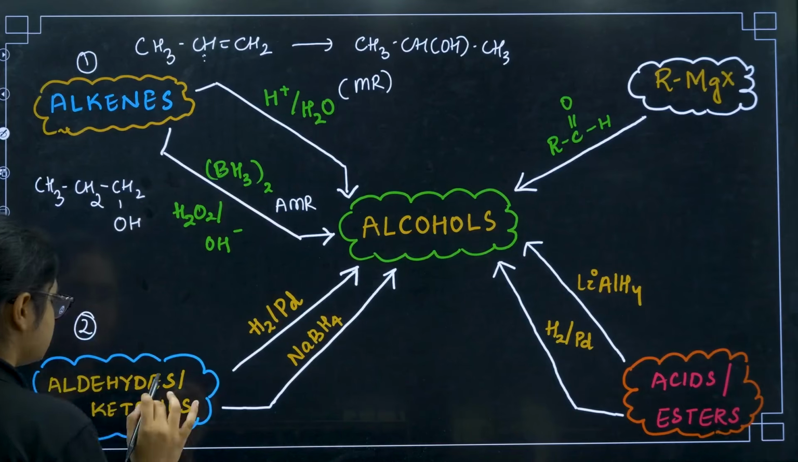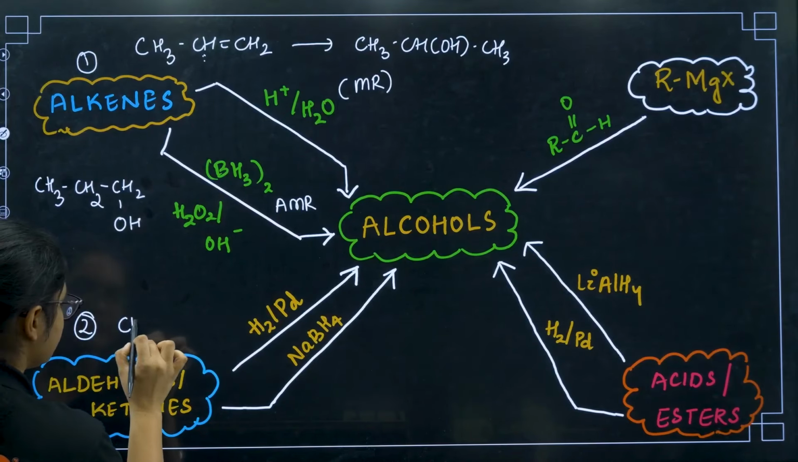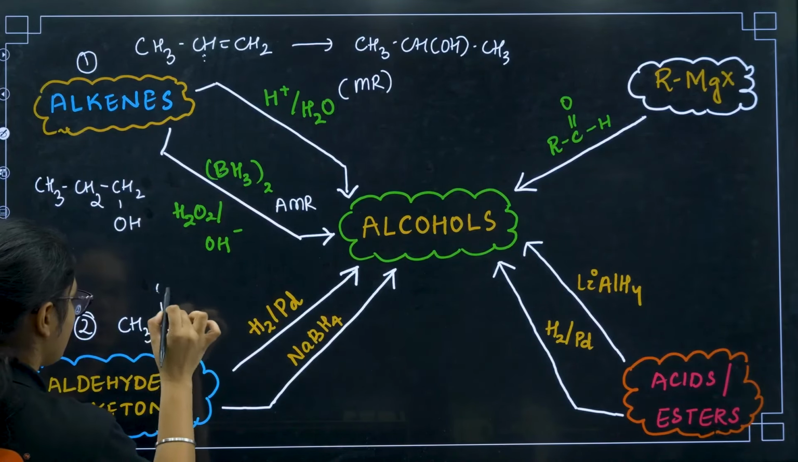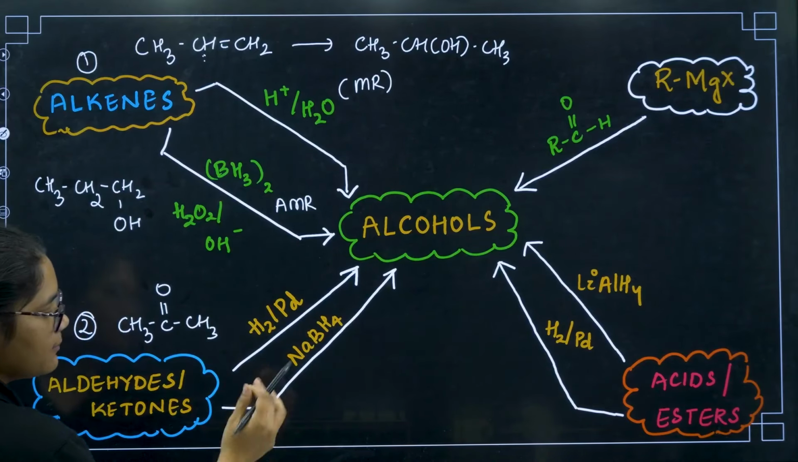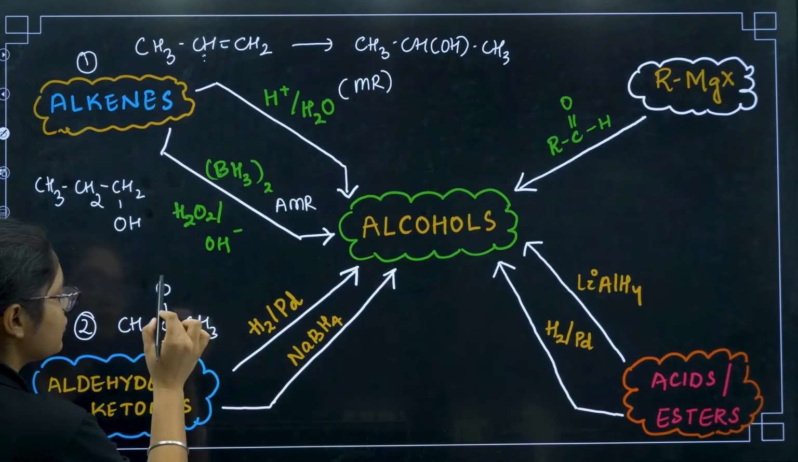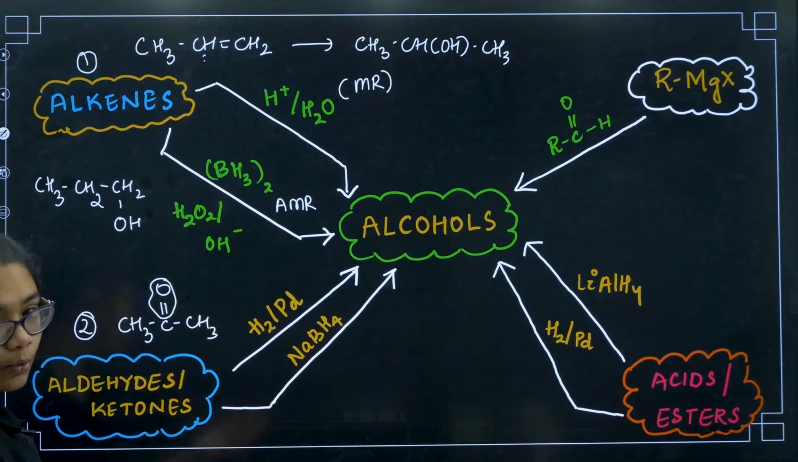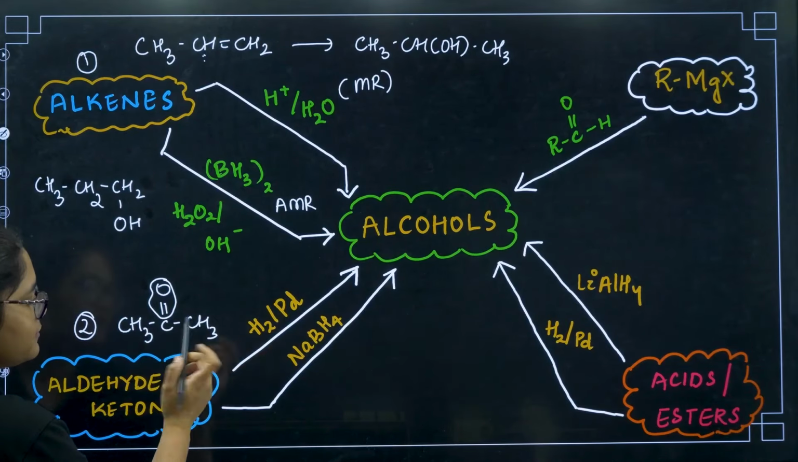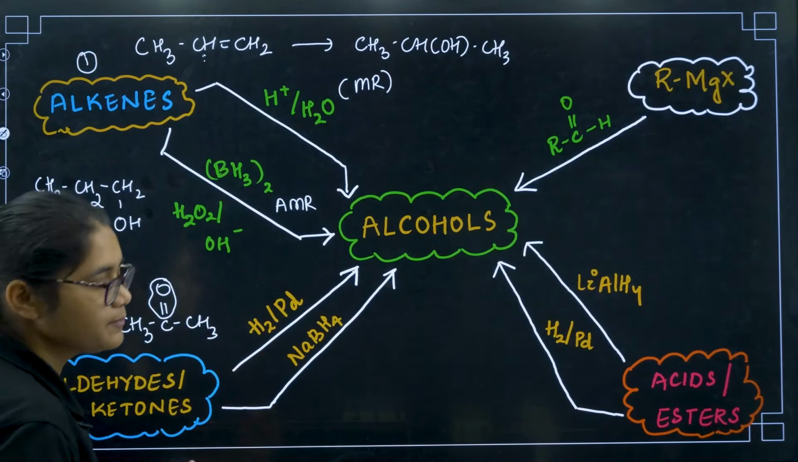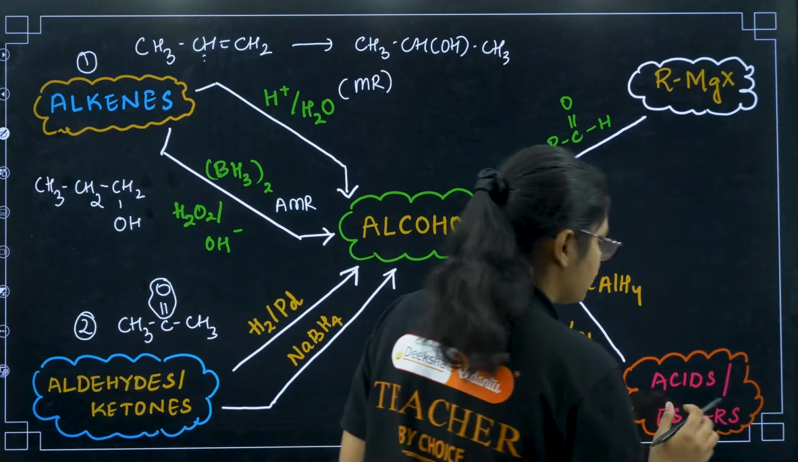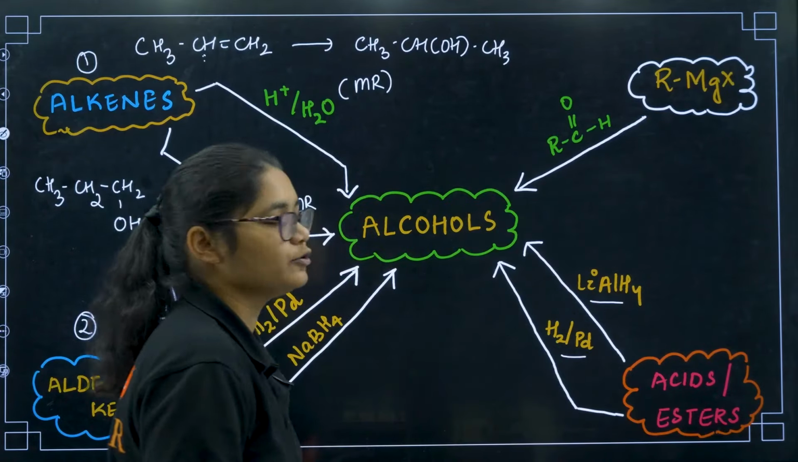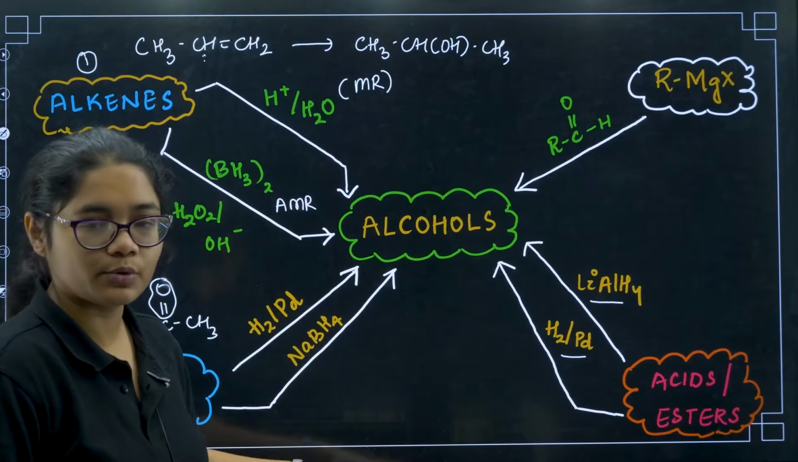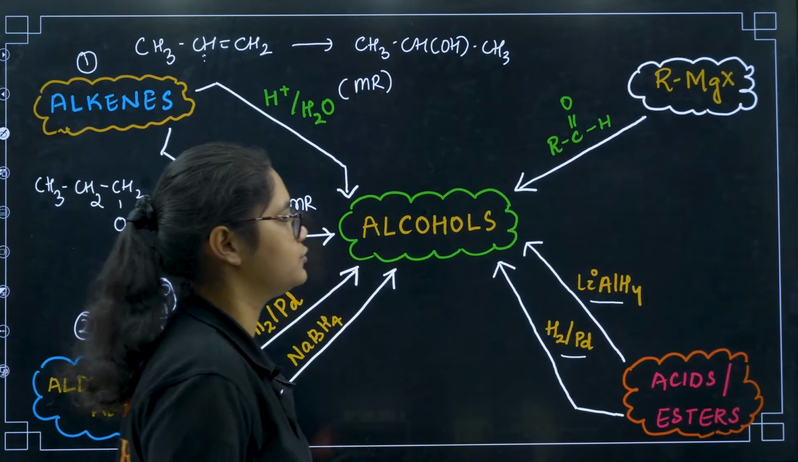This is very simple. Suppose I have CH3, C double bond O, CH3. If I use hydrogen with palladium or NaBH4, this group will get converted to OH, and then one valency will be free, which you can balance with H. Similarly, you can have acids and esters. For these you have to use lithium aluminium hydride, or hydrogen and palladium. When we do questions, we will get to know this reaction, so do not worry.